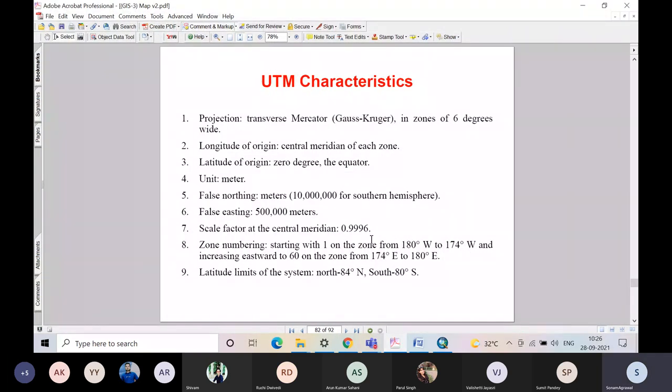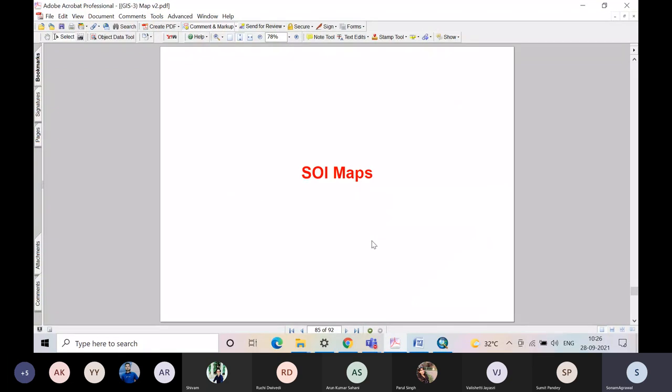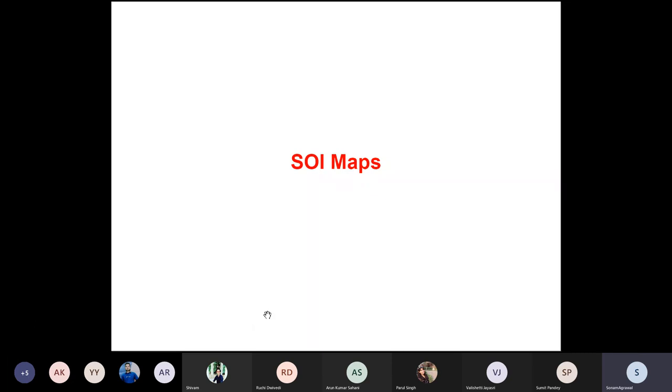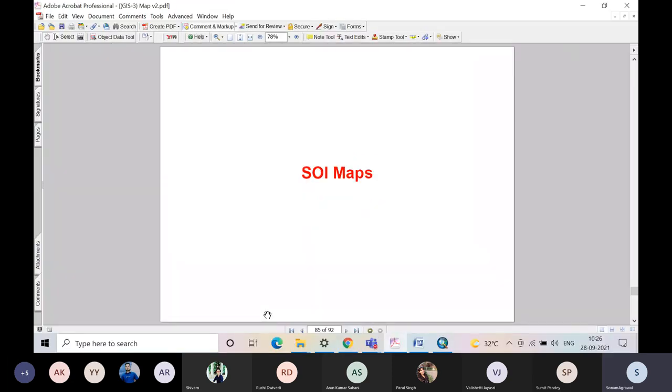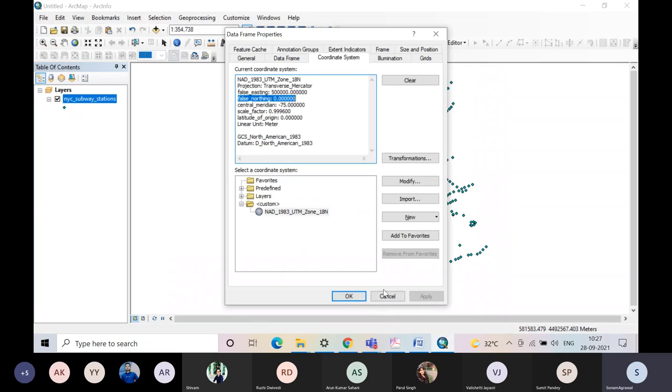Okay. After this, the topic of projection is completed, and all the things related to the map are done by now. We are moving to the next topic, which is about the Survey of India maps. In this portion, we will study the nomenclature of Survey of India maps. This one is about the older series, the topographic series of maps. Nowadays, we are using the OSM series. Before going into that, I will show you what I'm talking about.